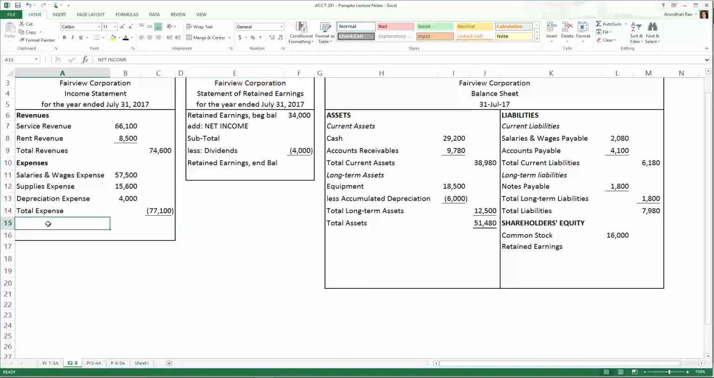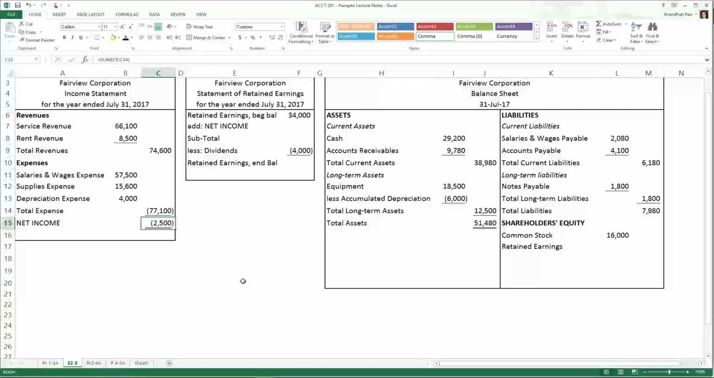Revenues minus expenses gives me net income. Remember, the word net income is a generic word. If revenues are in excess of expenses, I have a net profit. If revenues are less than my expenses, I have a net loss. So in this case, unfortunately, I have a net loss. My net income, I'm going to put that in parentheses to indicate it's a net loss.